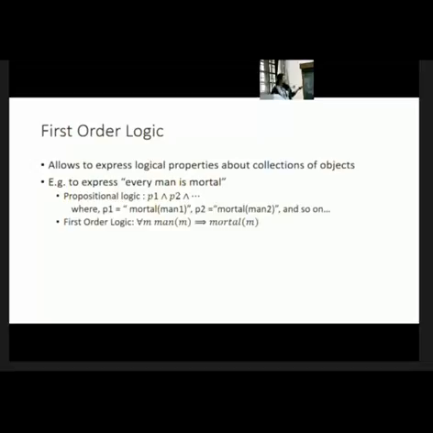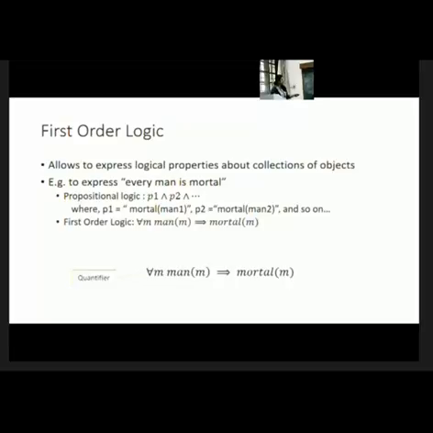But in first order logic, I could just say for all m such that m is a man, implies m is mortal. That is how you iterate over things. That is how you express properties over collections of things. So are we on the same page so far? Okay. So I'll just talk about what are the different components of first order logic and proceed.